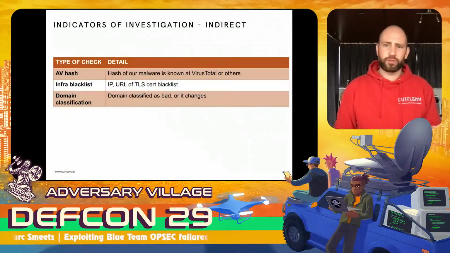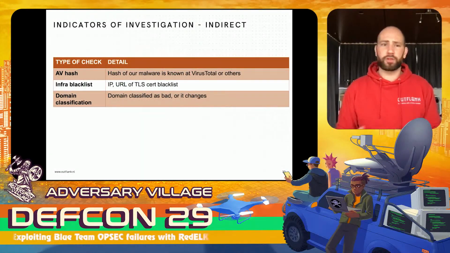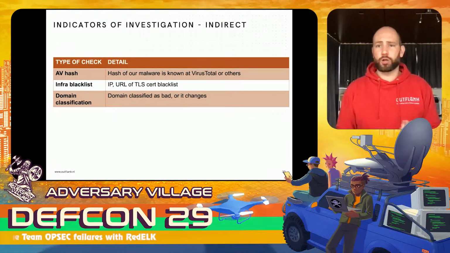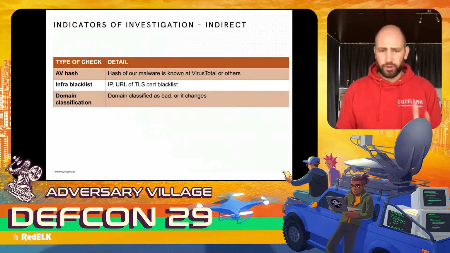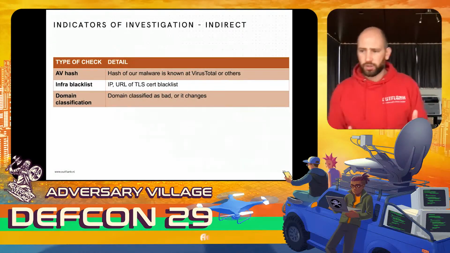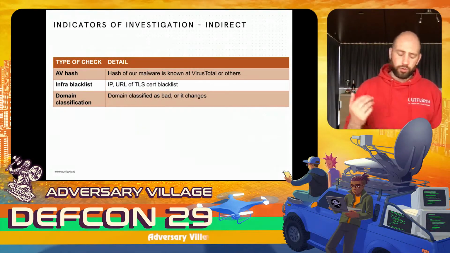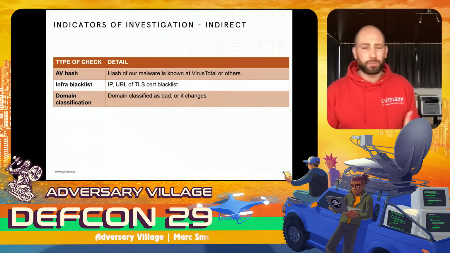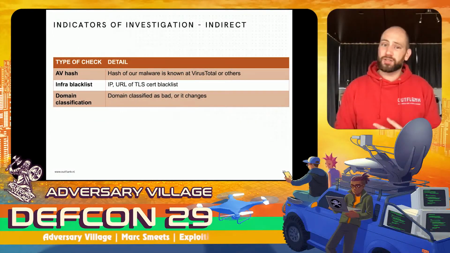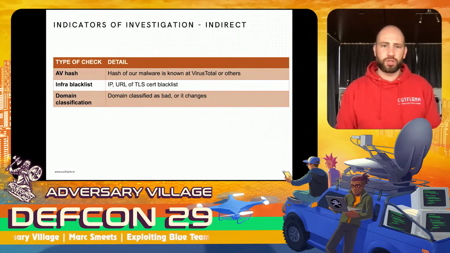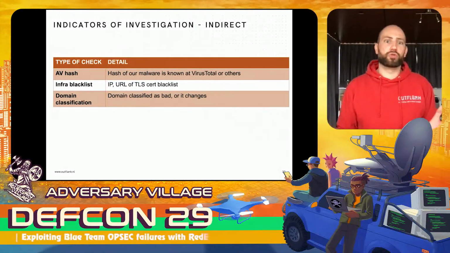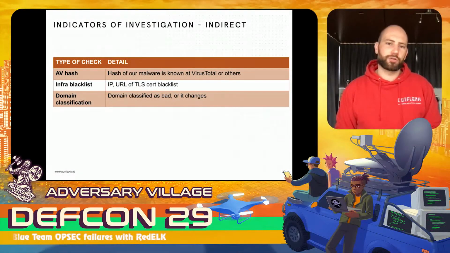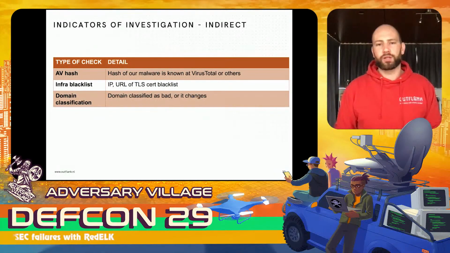That's on the direct traffic. If we talk about indirect, we're talking about AV hashes: let's check VirusTotal, malware analysis. But it's also an infrastructure blacklist. So if you have configured RedELK, if it's aware of the URLs that you use, the IP addresses of your infrastructure, and specific TLS certs, so the hash of your cert, we can check that data against public lists of known bad IP addresses, URLs, and certificates, and the domain classifiers I already showed you.